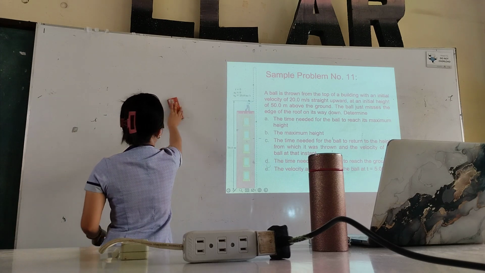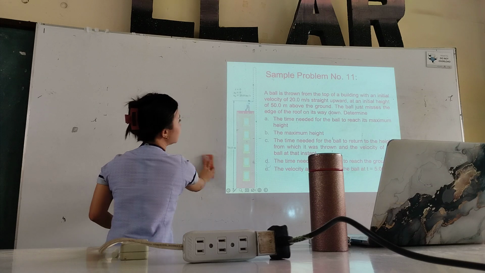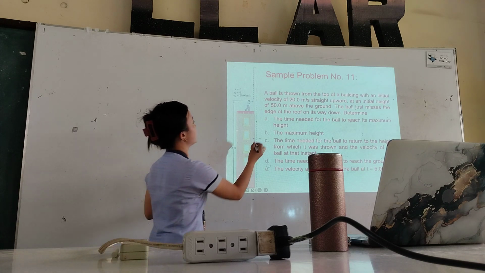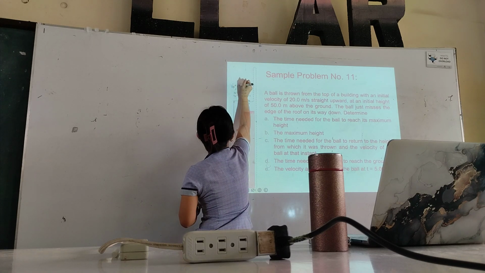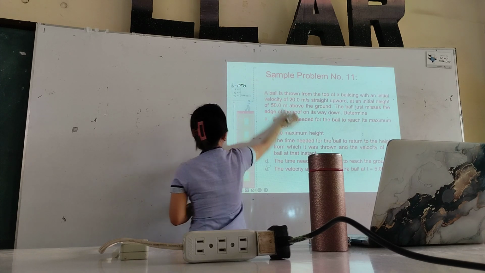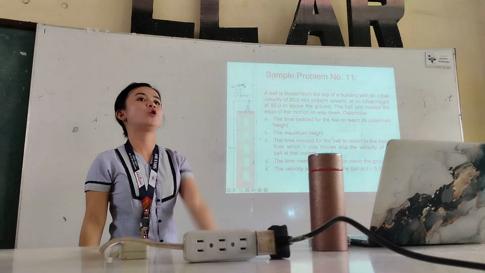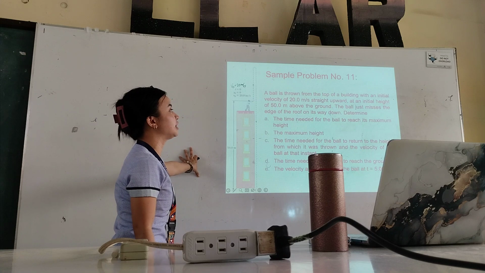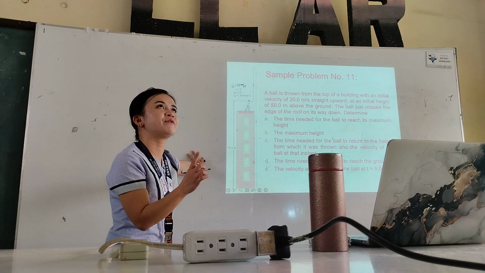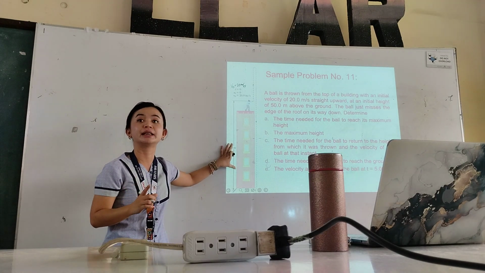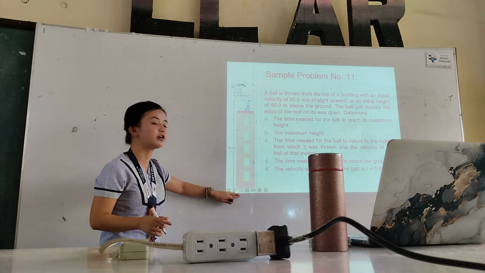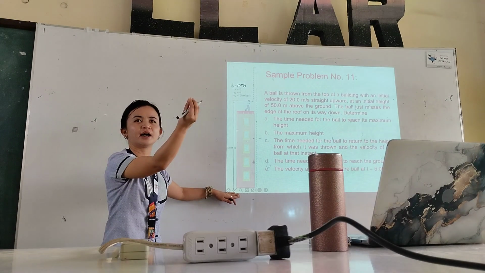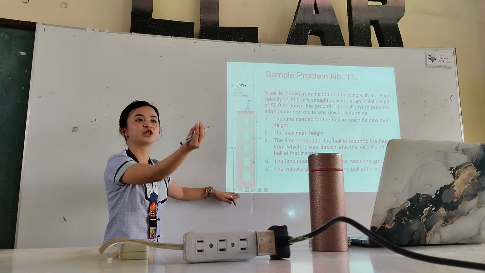You have a ball thrown from the top of a building with an initial velocity V0 of 20 meters per second straight upward, at an initial height of 50 meters above the ground. The 50 meters doesn't mean the height of the building. It is from the ground up to the point of the ball's initial position.